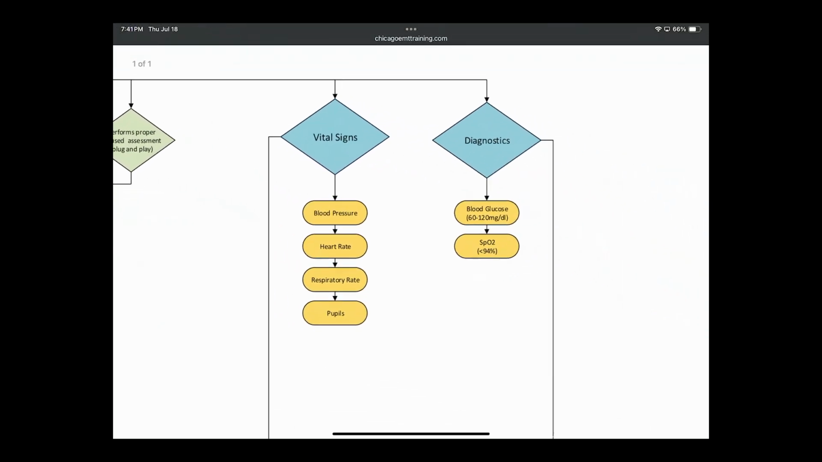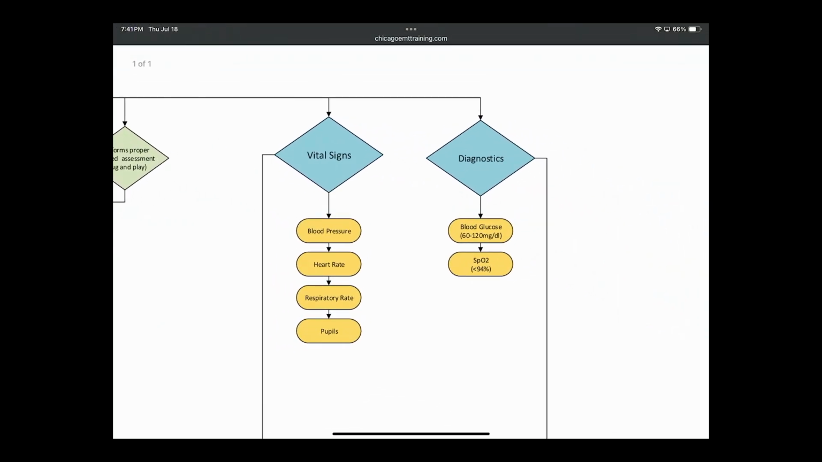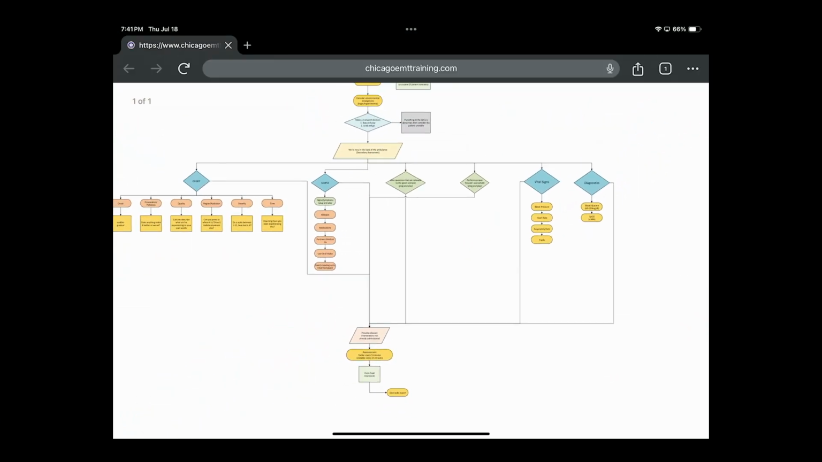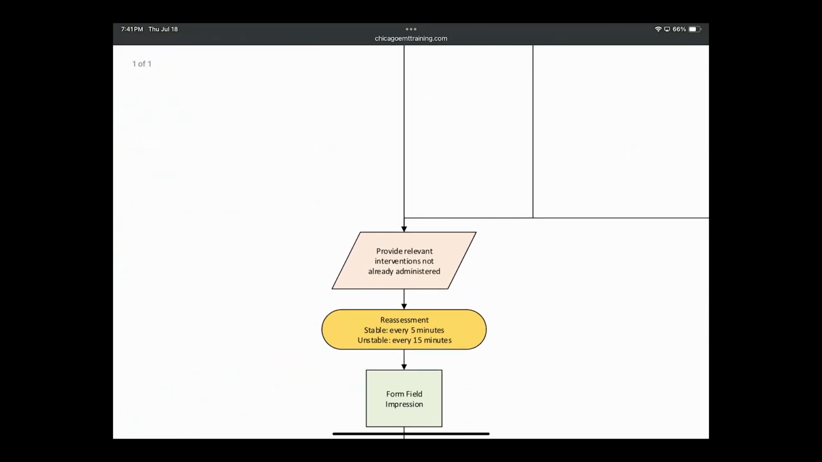And then vital signs and diagnostics are pretty simple. This is where we're going to obtain our blood pressure, heart rate, respiratory rate, pupils, and then our blood sugar and pulse ox. And it is everything together. You see all the arrows leading up to this point where we're going to provide a relevant intervention, things that we haven't already done so.